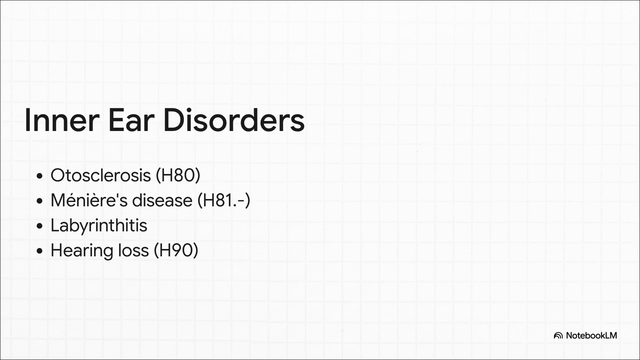Now, when coding inner ear conditions, whether it's the inherited bone growth of otosclerosis in H80, the severe vestibular disruptions of Meniere's disease in H81, or specific hearing loss in category H90, laterality remains an absolute necessity. But category H90 takes it a step further.